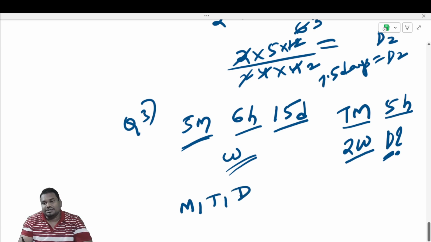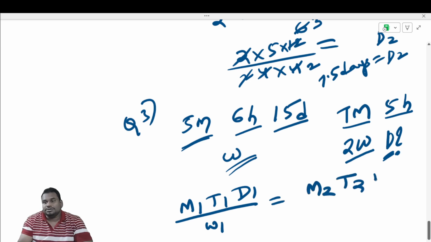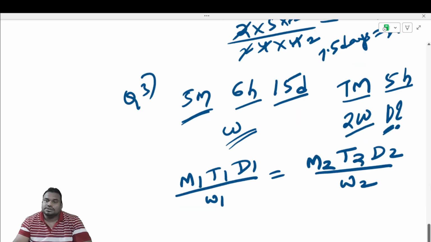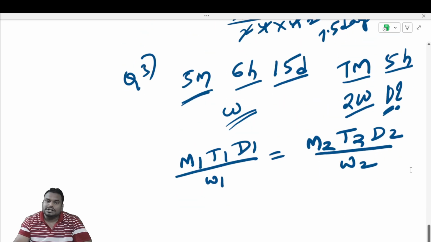M1 T1 D1 by W1 is equal to M2 T2 D2 by W2. Okay, so here in place of M1, I'll put 5 men.